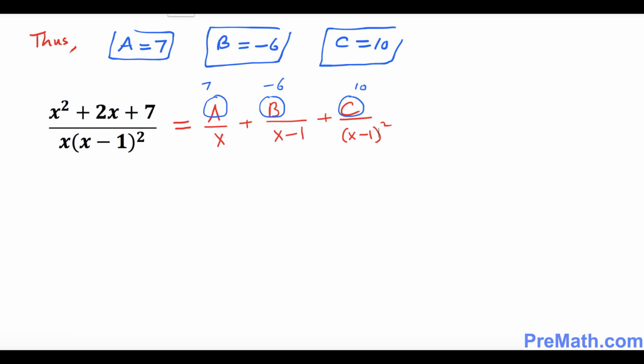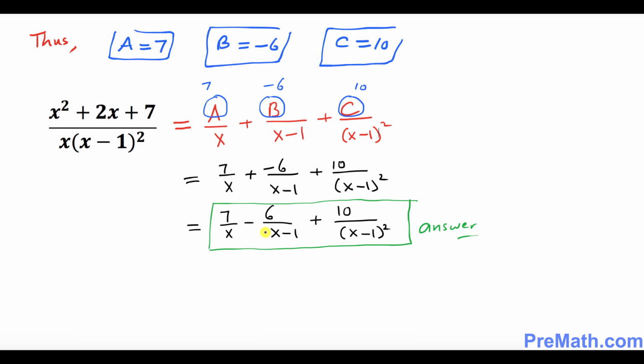So far so good. Then we are almost done. So this is going to become 7 over x plus negative 6 over x minus 1 plus 10 over (x minus 1) squared. So finally our answer turns out to be this one. Right now this positive and negative makes negative 6, so be careful with this. And this is our complete partial fraction.